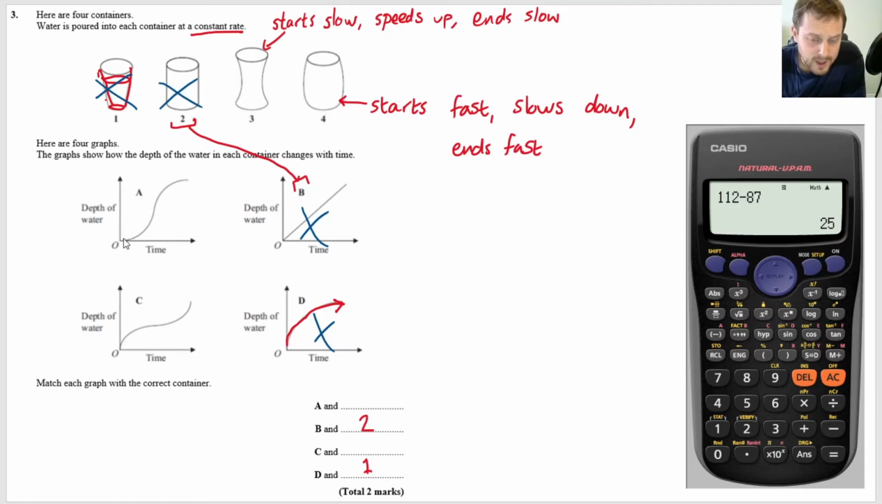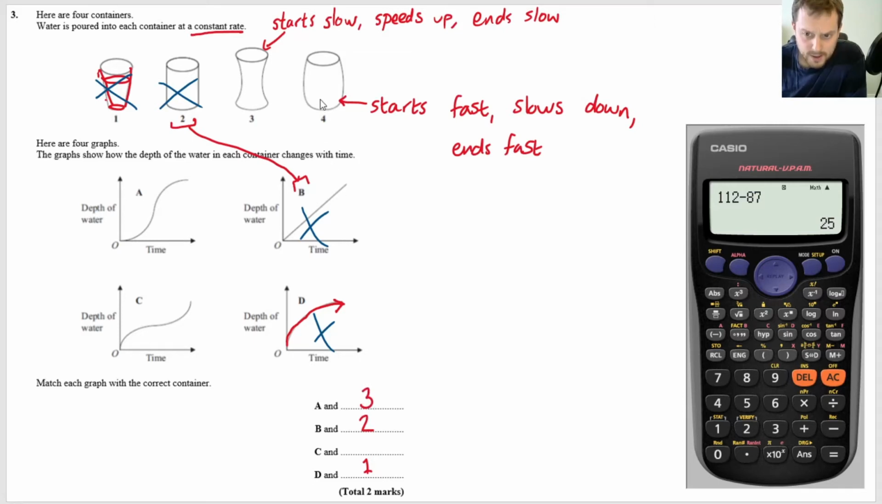So this one here, as time is progressing, the depth of the water isn't going up very much. So this is starting off slow, then it all of a sudden gets faster. So hardly any time is going at all, and the depth of the water all of a sudden jumps up, and then it slows down. So this must be number 3. So A goes with 3.